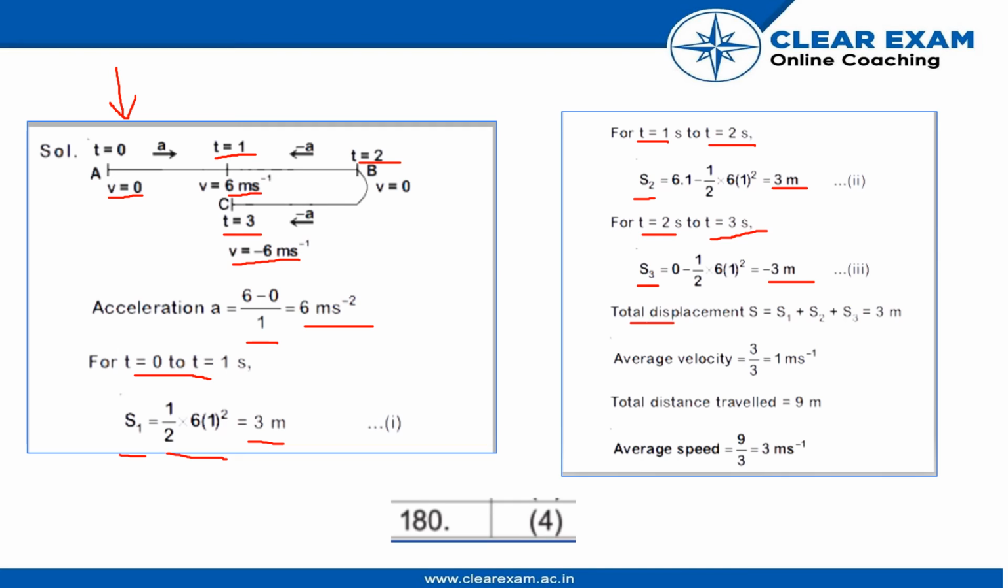Therefore, the total displacement will be s1 plus s2 plus s3, giving us 3 meter. So therefore, the average velocity will be 1 meter per second and the total distance traveled will be 9 meter. So the average speed will be distance upon time, that is 9 by 3 equal to 3 meter per second, giving us the solution as option 4.